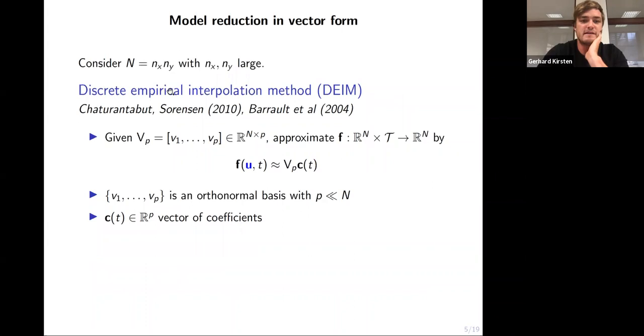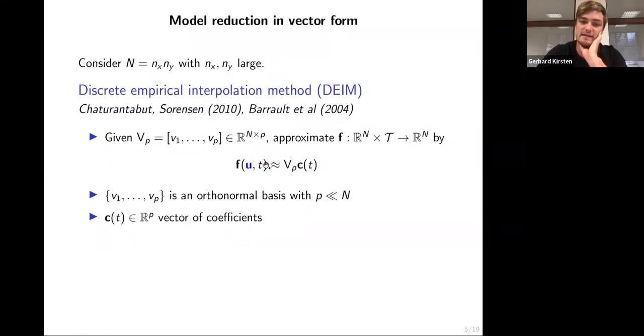If we now take this nx times ny term and denote it by capital N, we want to approximate this vector function by the discrete empirical interpolation method. This was introduced originally by Chaturantabut and Sorensen in 2010, and it's based on the empirical interpolation method by Barrault et al. from 2004.